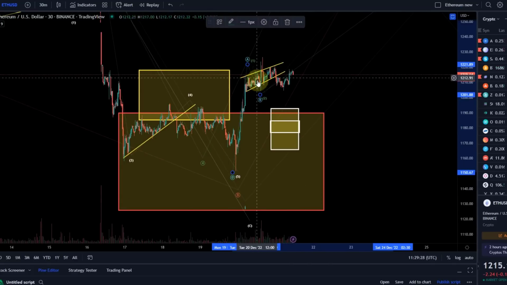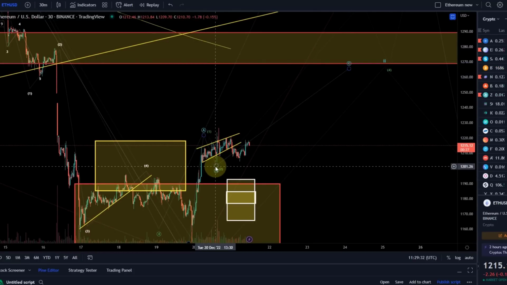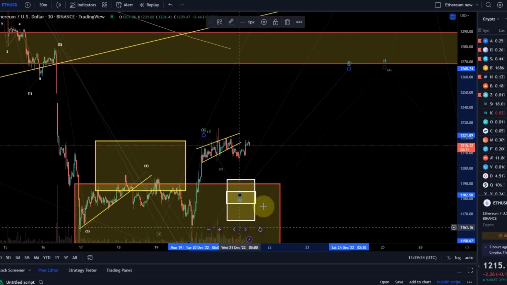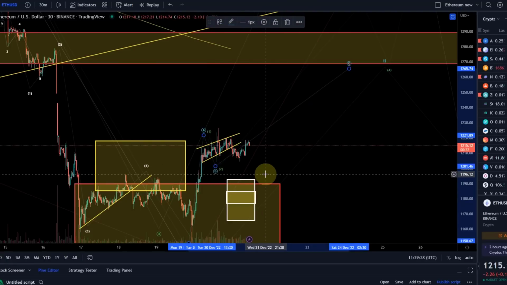Wave A to the upside, wave B down, and wave C to the upside. So it could be we had a very short wave B, but this white area is actually the ideal retracement zone for a wave 2 and a wave B. So that would be ideal.